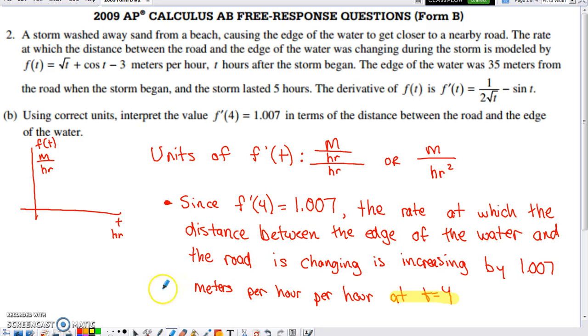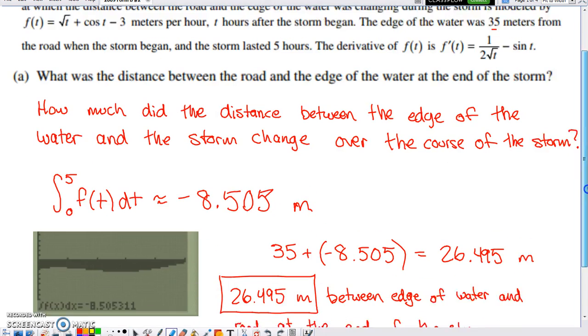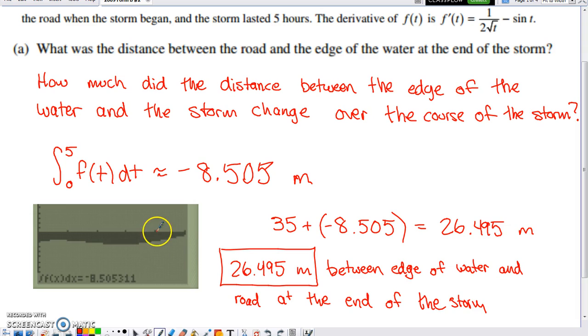Right? So although the distance between the edge of the water and the road is still technically decreasing. Now notice what I said there. I said the distance between the edge of the water and the road is decreasing because f of t is negative at 4, but you'll notice that the slope of this graph is positive. So the rate that it is decreasing at is actually going up towards 0.